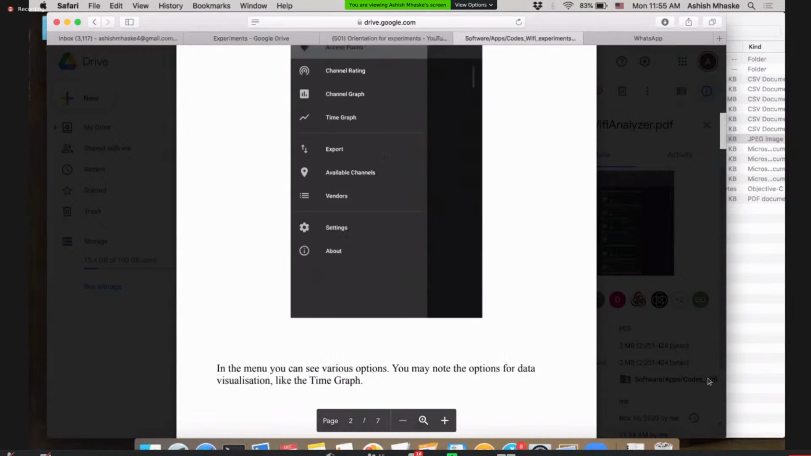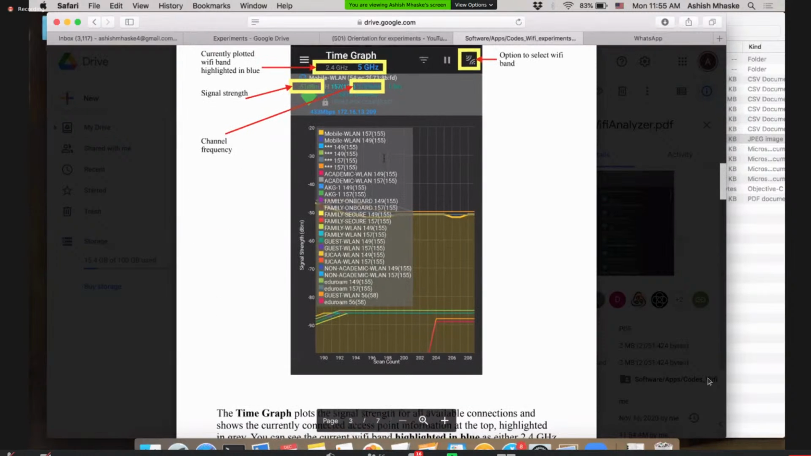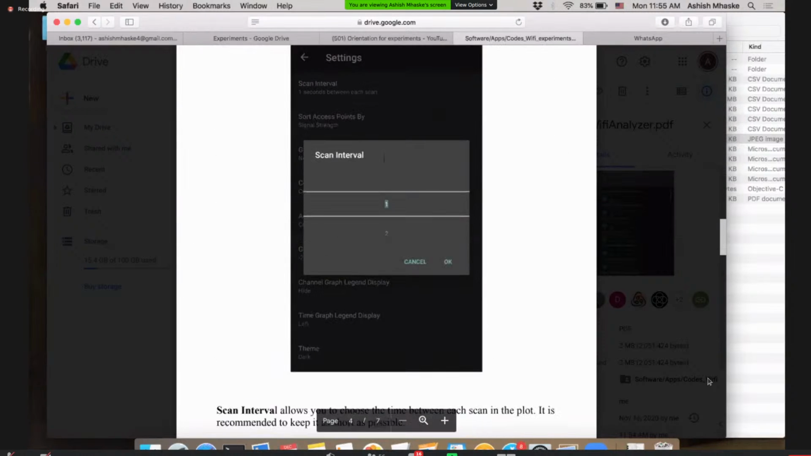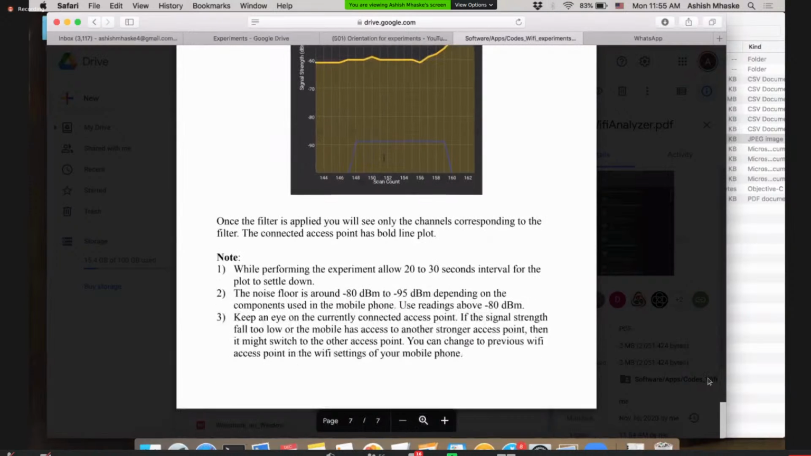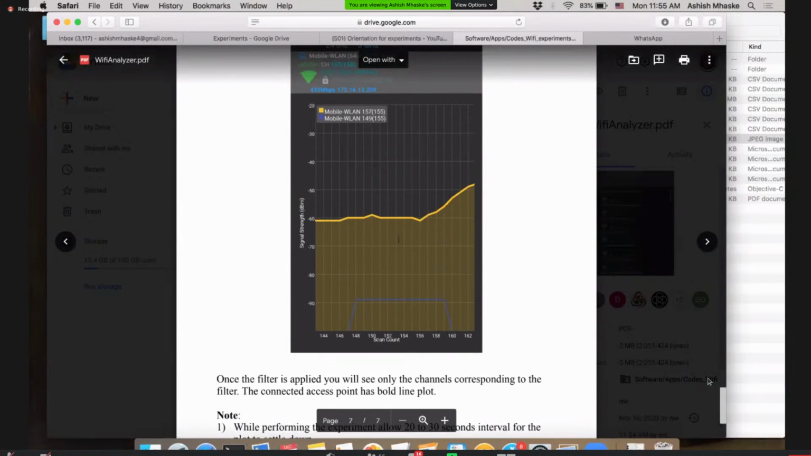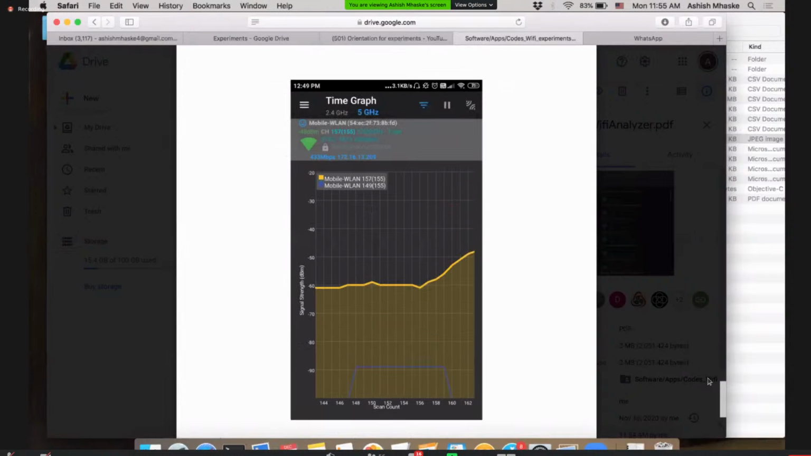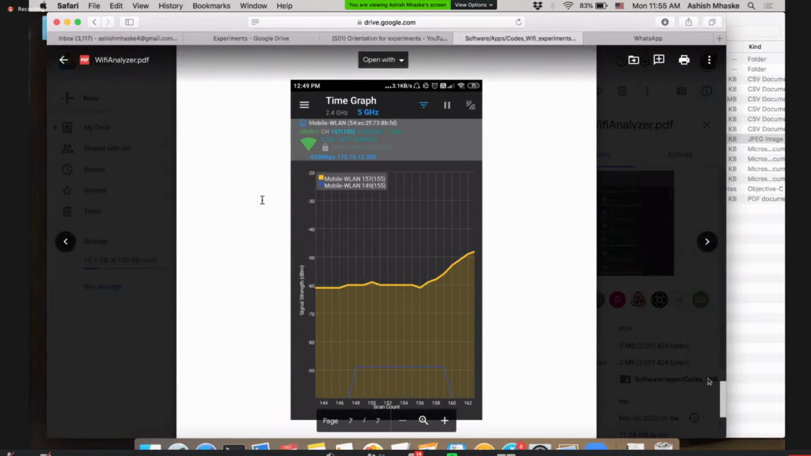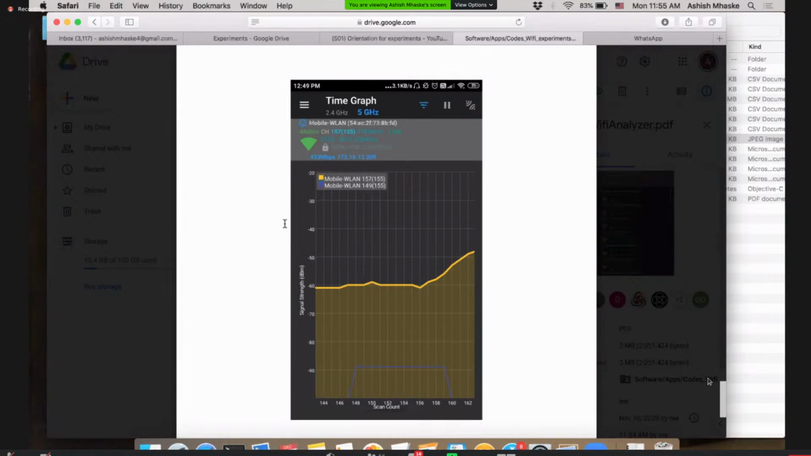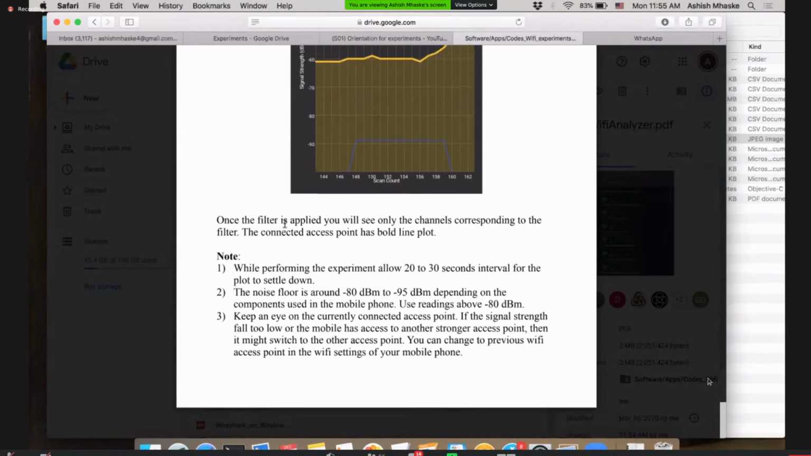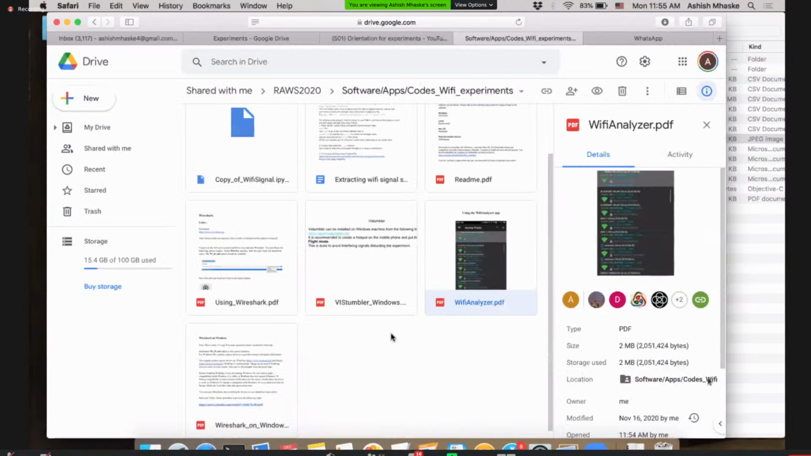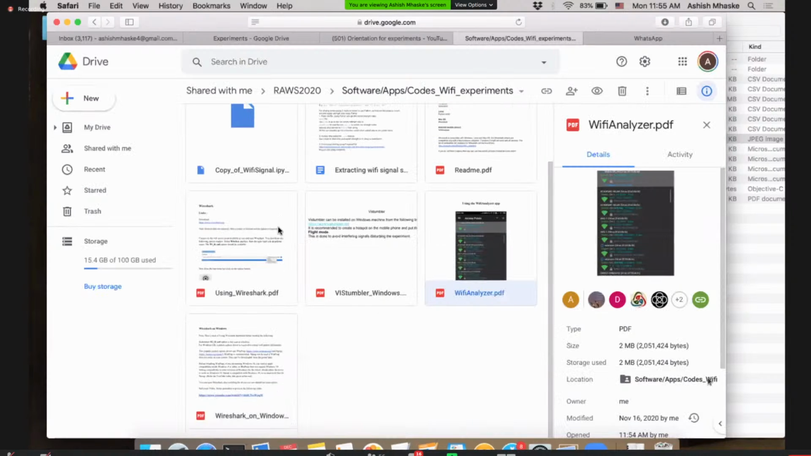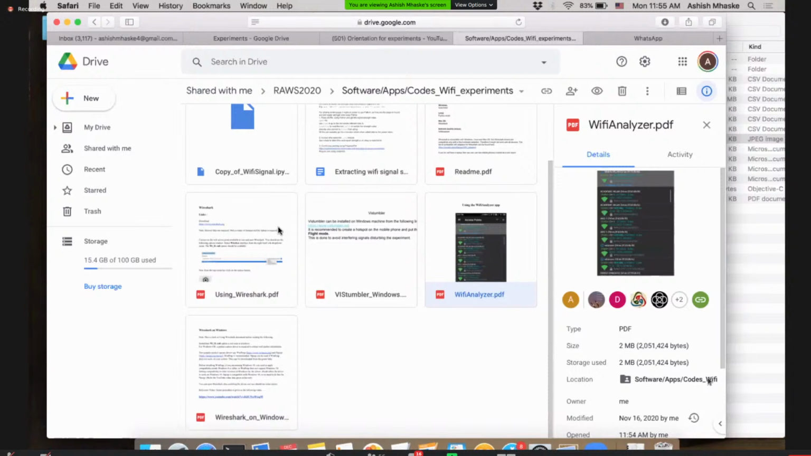Similarly, this app also has the filter option, and you can filter out the unnecessary access points from the plots and just look at the signal that you are interested in. It also allows saving some short intervals of data. So this is one thing that can be used on Android phones, in case you don't have laptops or they are not operational as required.